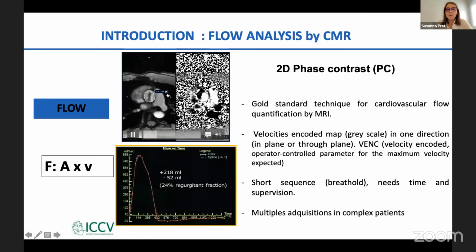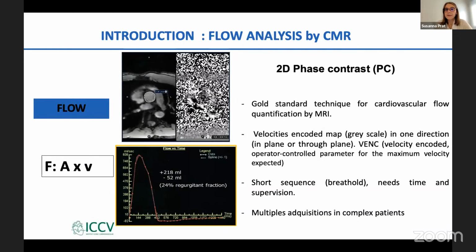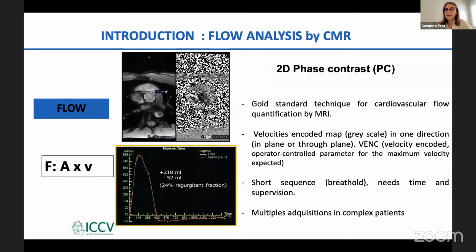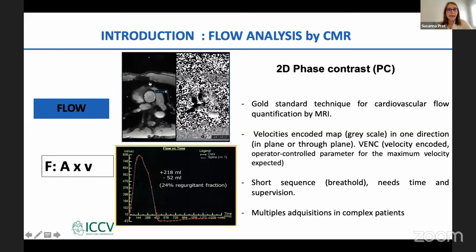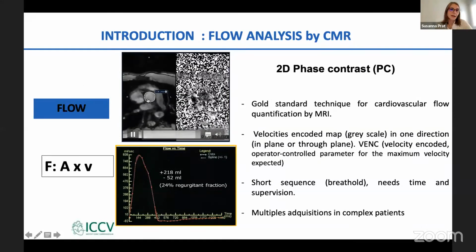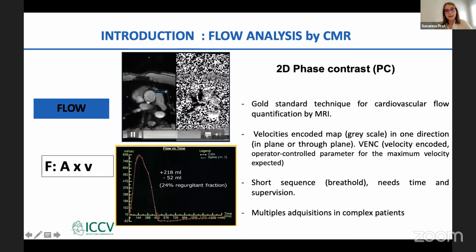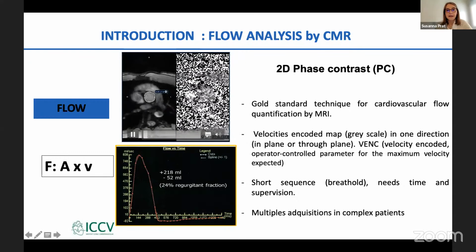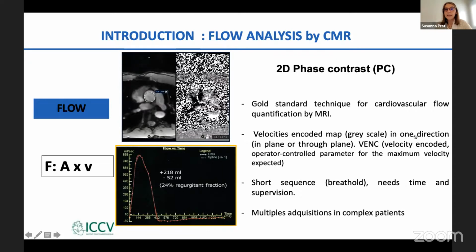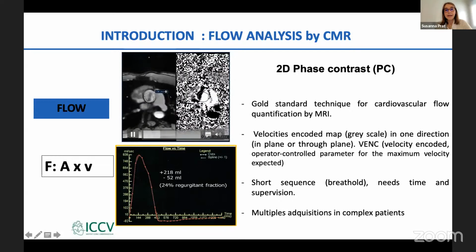To introduce the flow analysis by MRI, we need to say that the gold standard sequence for this is the 2D phase contrast, a technique for cardiovascular flow quantification by MRI. How do we use this sequence? We get two images. One is the morphological magnitude image of the vessel that we want to scan, usually in a perpendicular plane. The other is the velocity map, with velocities in one direction shown in gray scale. These velocities are in plane or through plane.